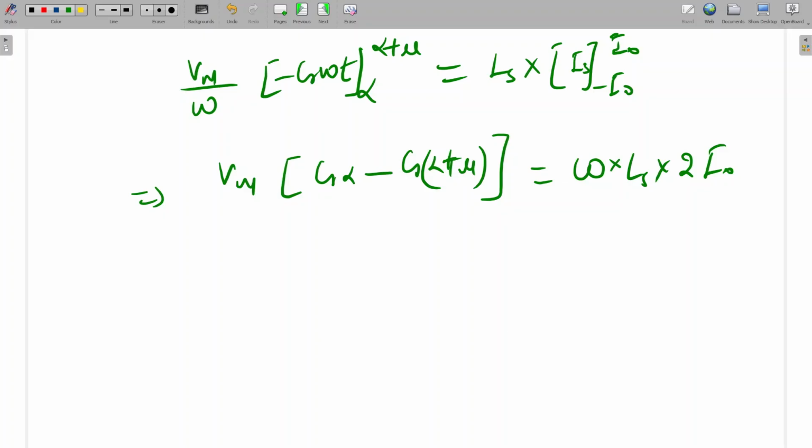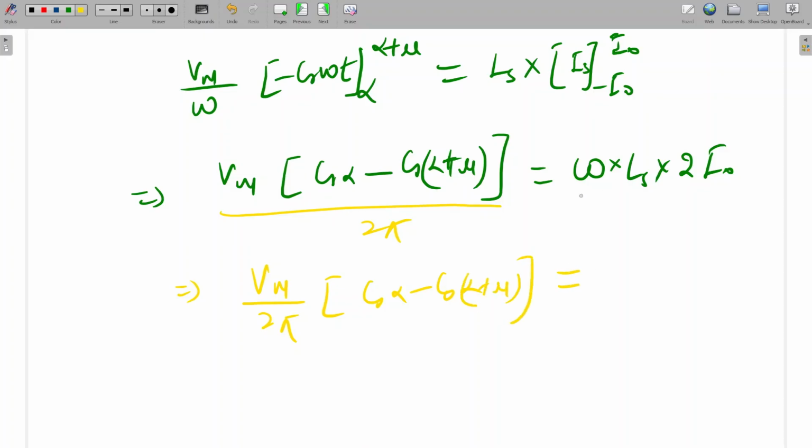Let's say I am going to divide it by 2 pi. So it will be Vm upon 2 pi, cos alpha minus cos alpha plus mu, is equal to, what will be here? 2f Ls I naught.